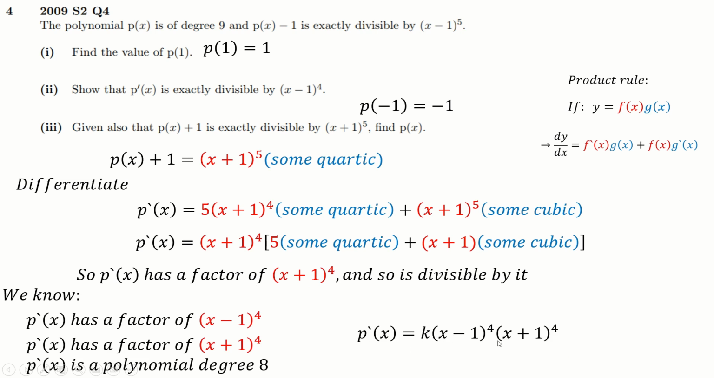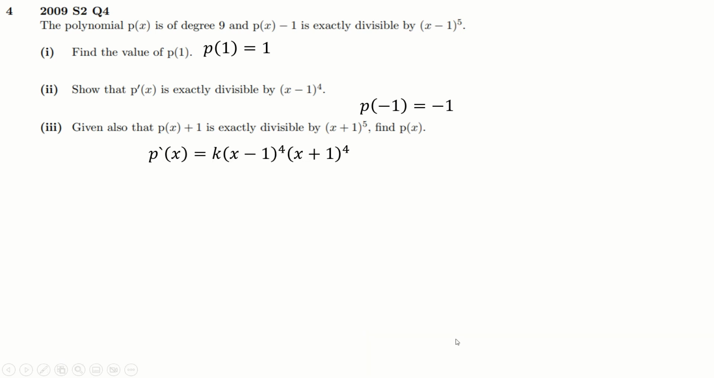But we have P dash of x as this. Okay, so find P of x. Well, we have P dash of x. So finding P of x, how hard can it be? What we could do is we could integrate this, and that would give us something in terms of k and a plus c at the end.